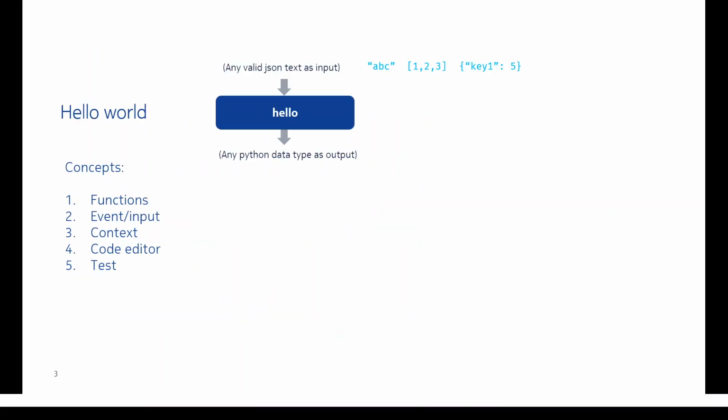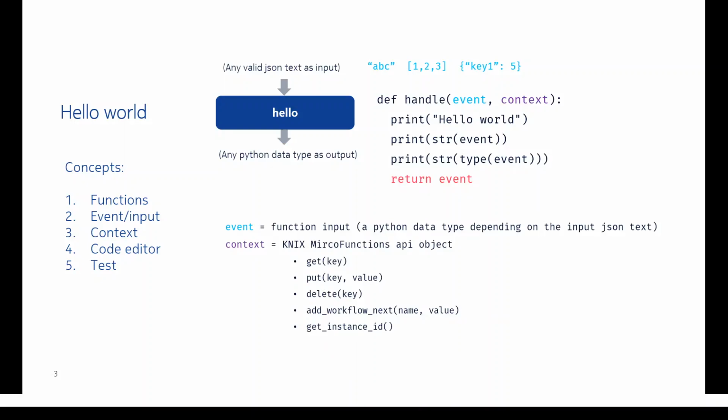So let us start with a simple Hello World example. Functions in KNIX can be written both in Python and Java, and I'll be using Python for this presentation. Each function receives a valid JSON text as input, which is converted into the corresponding Python data type and then given as input. Functions must return a Python data type as the output, which is also converted into the corresponding JSON. Now each function must define a method called handle, which will be invoked by the KNIX runtime environment.